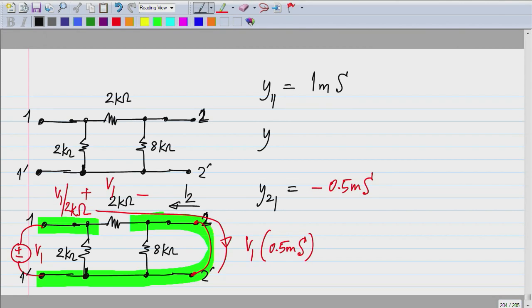I think one of you has got the answer of minus 12.5. I think it's some simple numerical error.